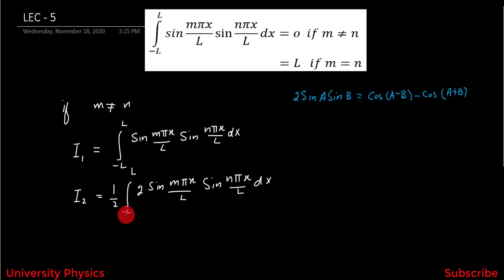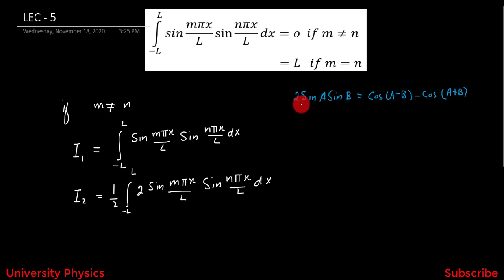To this equation, I have to apply a trigonometric relation which is 2 sin A sin B is equal to cos(A minus B) minus cos(A plus B). First, I have to multiply and divide this equation by 2 because in this trigonometric relation there is 2. So this equation will become I1 is equal to half the integration from minus L to plus L of 2 sine(m pi x over L) sine(n pi x over L) dx.